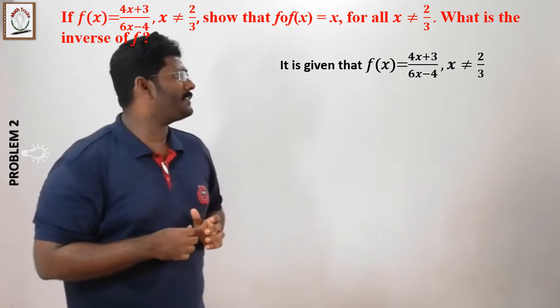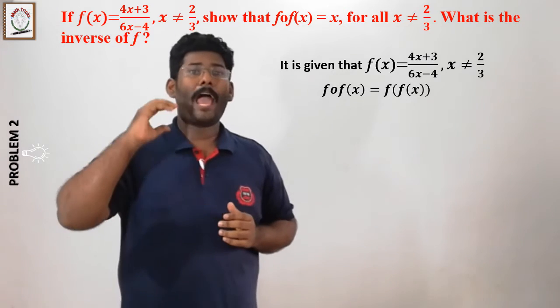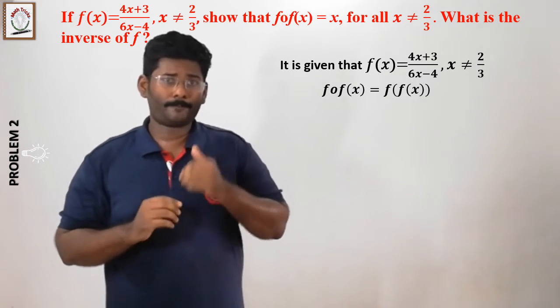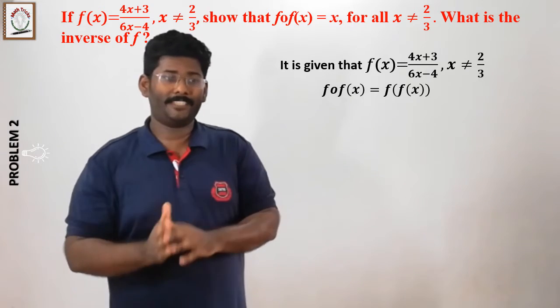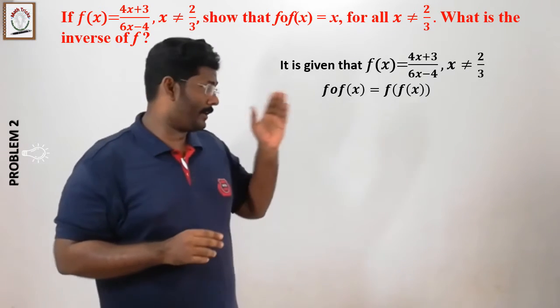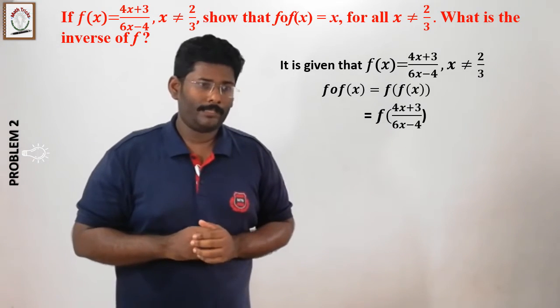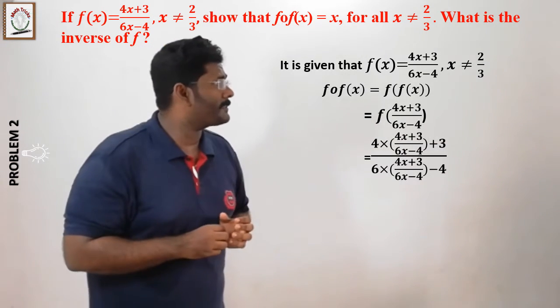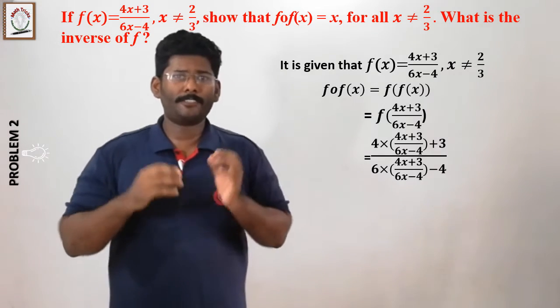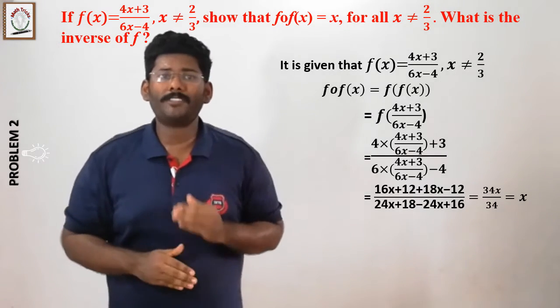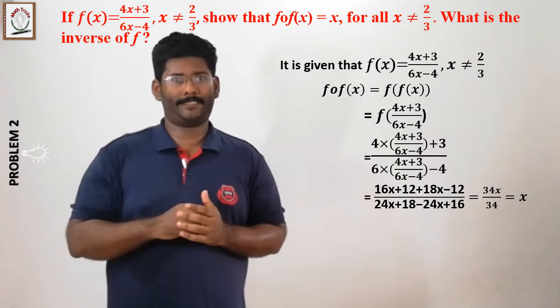Then f composite f of x is equal to f of f of x. So we have to put (4x plus 3) by (6x minus 4) in place of f of x. So the function is f of (4x plus 3) by (6x minus 4). After some calculation, we get that it is x. So f composite f of x is equal to x.